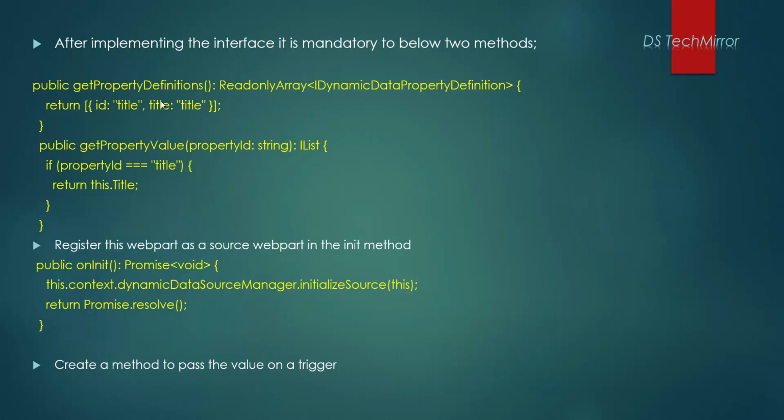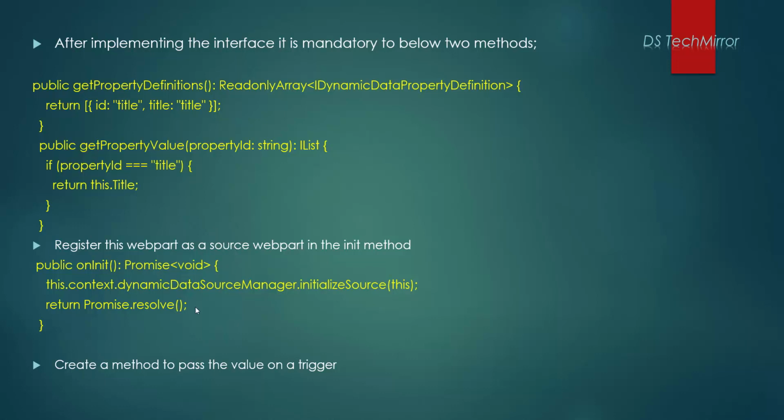Next method is get property value. In this we will pass the value based on the property. I have put a small sample over here: if property id is equal to title, return this dot title. Now you might be thinking, what is this return this dot title? Once we start the hands-on, everything will get clear. Over here, important thing is, first step, implement IDynamicDataCallable interface. Second, add these two methods, get property definition and get property value.